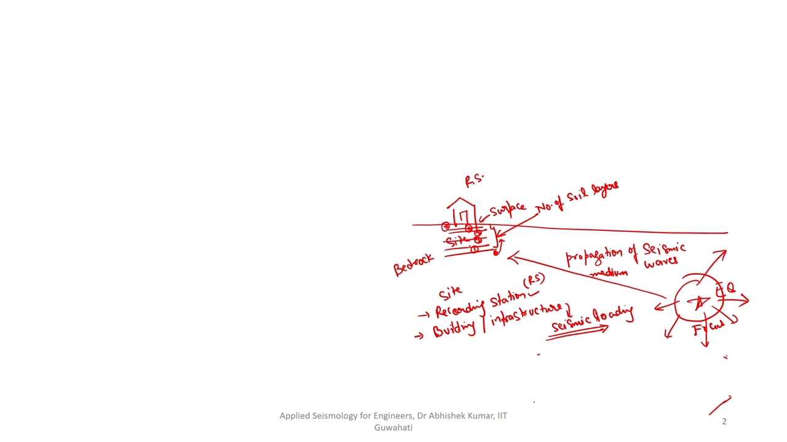Depending upon the characteristics of each of these layers will govern how much particle oscillation between the bottom to the top of the first layer will happen, whether it is because of primary wave, if it is secondary wave, how much shearing is happening or angular displacement is happening.